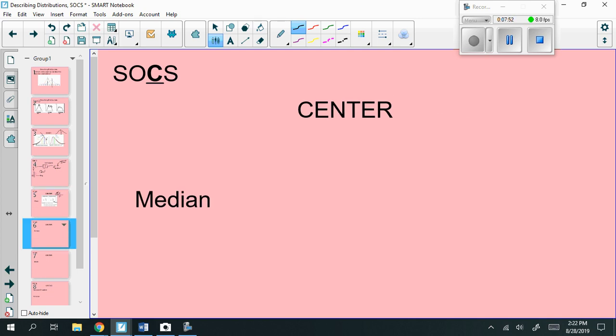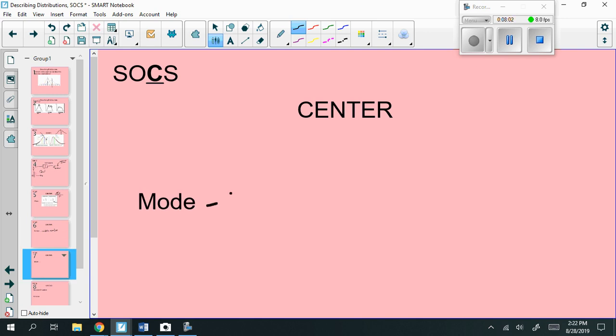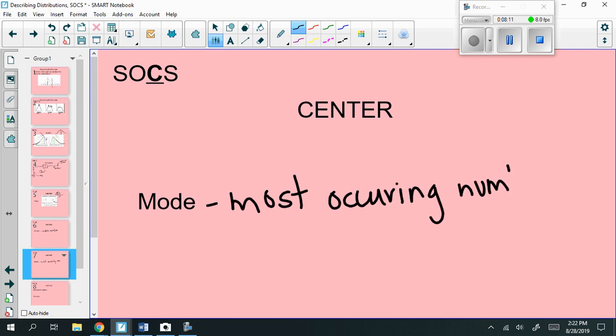Our next measure of center was our median. The median was literally the middle number if our data was in order. And then our mode was the number that occurs the most. So the most occurring number. And you'll recall sometimes we might have more than one mode. Sometimes we might not have a mode if everything just appears once. So there's infinitely many ways we might see that.